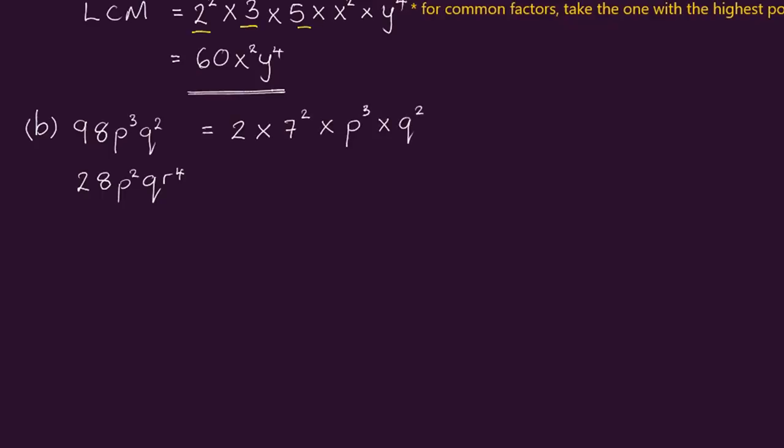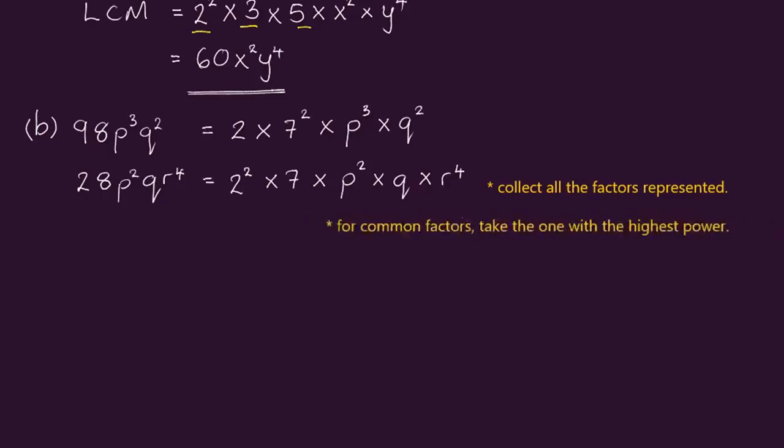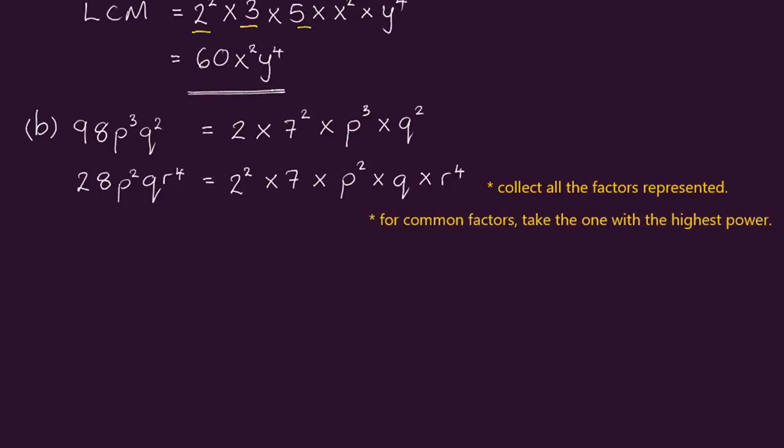We do the same for 28p squared q r to the power of 4. We have 28 as 2 squared multiplied by 7 multiplied by p squared q r to the power of 4. So we have now written both algebraic terms as products of their factors. Now we want to look for the LCM. Remember what we said. You collect all the factors represented. We also said that for the common factors, or for the terms with the common base, you take the one with the highest power. Very important.